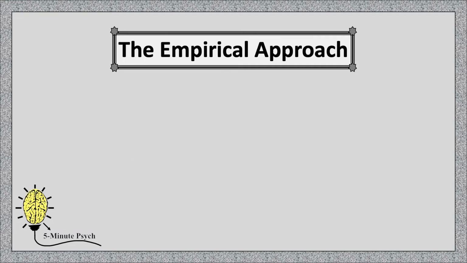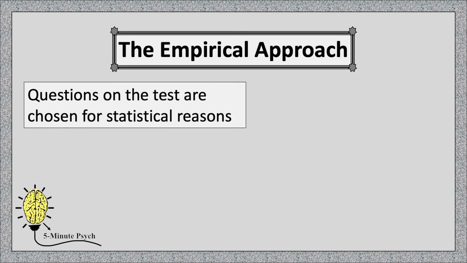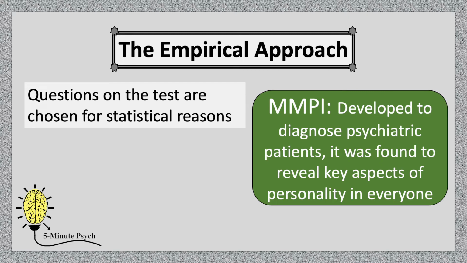With the empirical approach to developing a personality inventory, questions on the test are chosen for statistical reasons only, without looking at what the questions themselves ask. An example of a test developed using the empirical method is the MMPI. It was originally designed to diagnose psychiatric patients, and questions on the test were chosen strictly because psychiatric patients answered those questions differently than non-psychiatric patients. That's it.